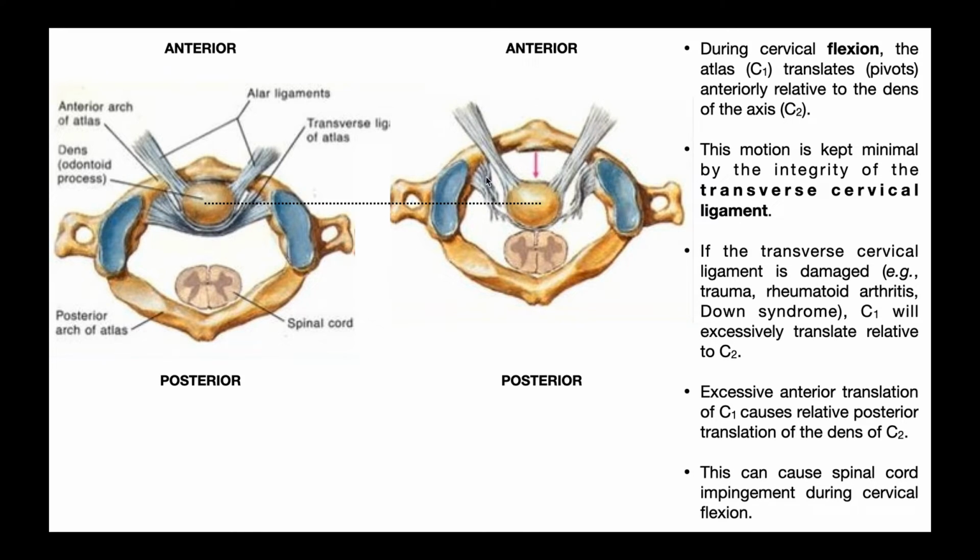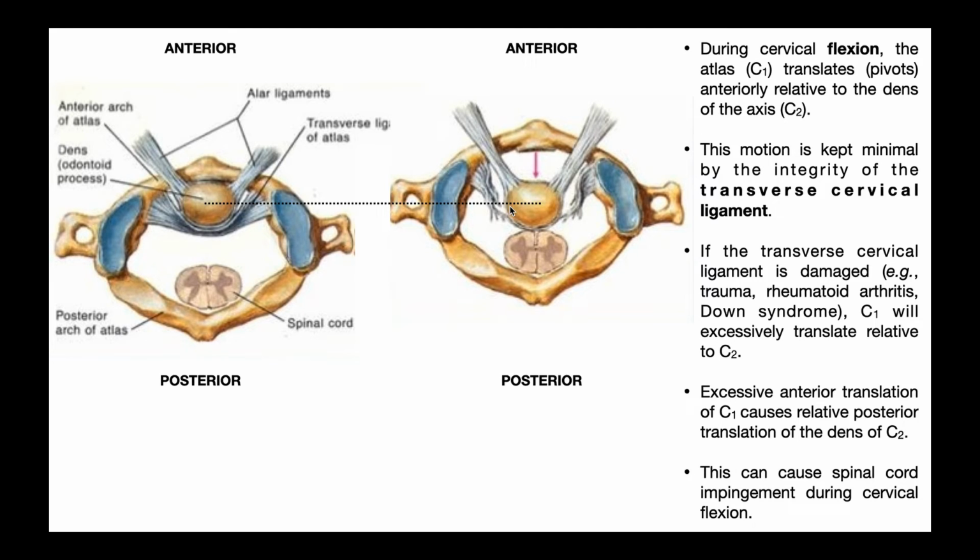Now, let's look at the pathological state where the transverse cervical ligament is damaged. You can see it damaged right there. Notice the alar ligaments are still intact, but the transverse cervical ligament is damaged. Now, the way I'm showing this is I'm lining up the dens on each side, because technically it's not the dens that's moving, okay? It's really the atlas that's moving. Remember, when the transverse cervical ligament is damaged, we get excessive anterior translation of the atlas. So notice the atlas, relative to this dotted line, has translated anteriorly more. And that's because the transverse ligament is damaged.